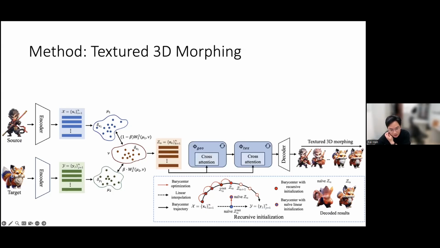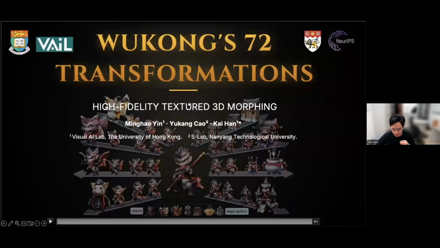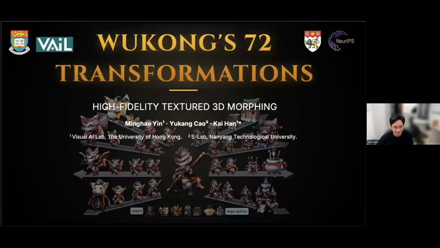Now if we want control over the texture, we can select by a certain threshold how much I want to maintain my original character's texture, and then we get the modified embeddings and can control the texture, so that we get texture controlled 3D morphing. So this is the key idea. This entire process has no training, purely this interpolation stage, and then we get the texture controlled 3D morphing results. And we have an animation.